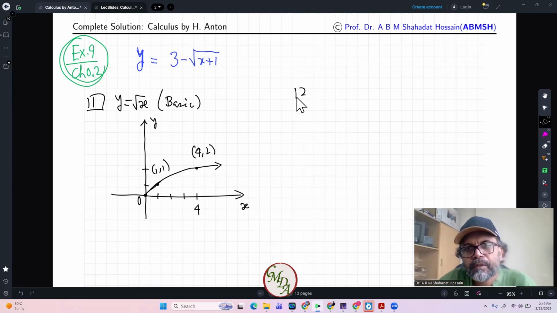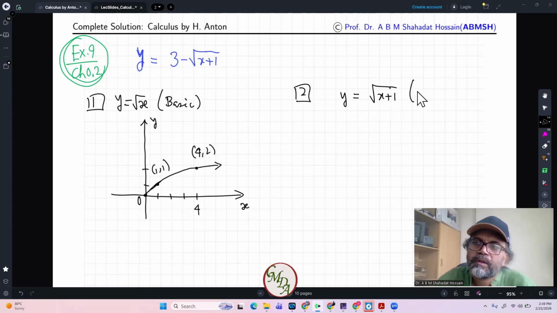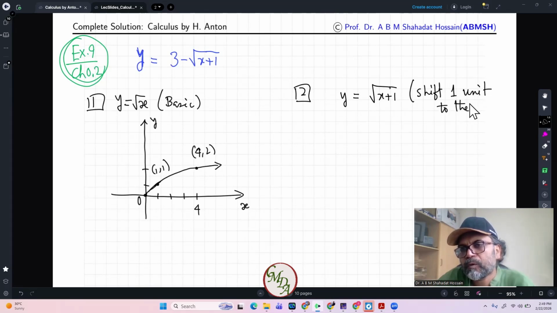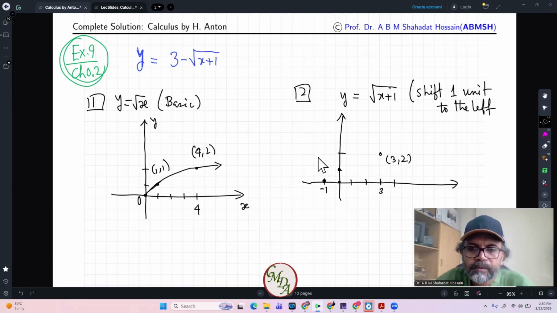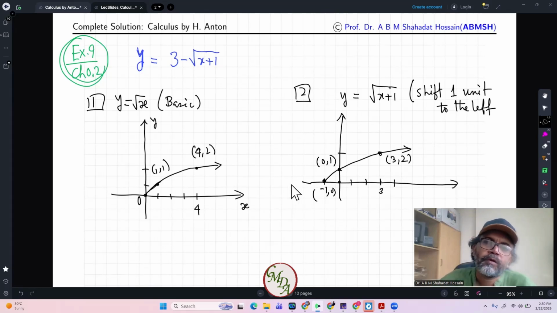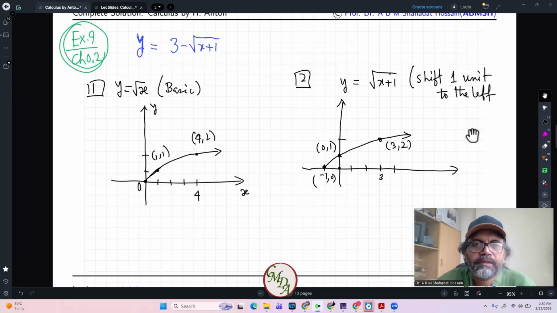graph. And second case, we'll draw y equals root over x plus 1, which means shift 1 unit to the left of this previous graph. So we'll draw this accordingly. The 0, 0 point will come here at -1, 0. So we'll get at -1, 0; at 0 we'll get 1; at 3 we'll get 2. So this is the 1 unit movement to the left. So we'll get this graph. We'll discuss the domain and range a little bit later.